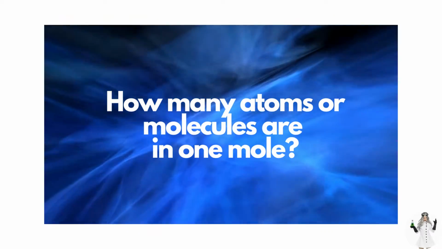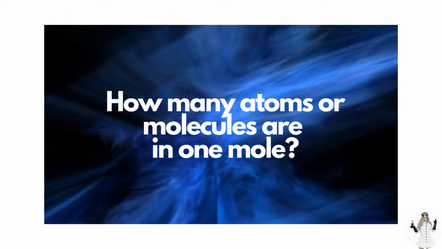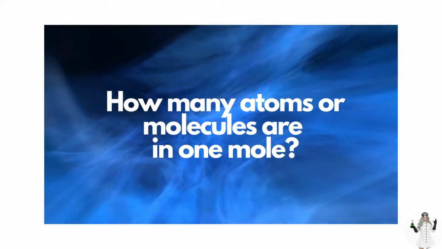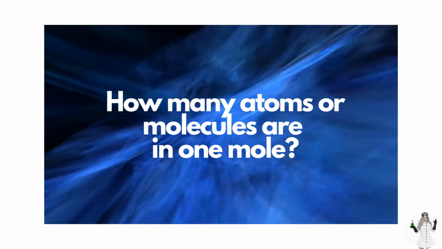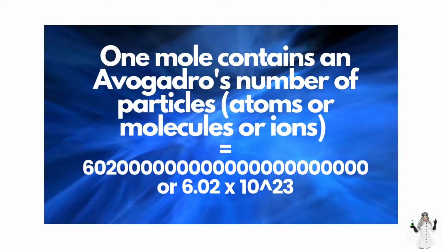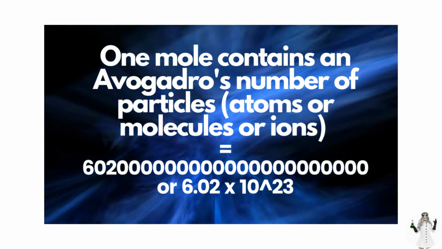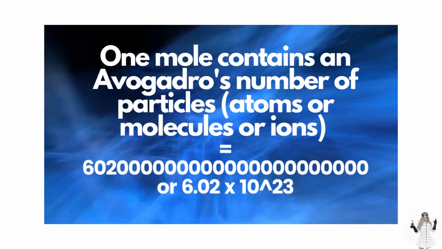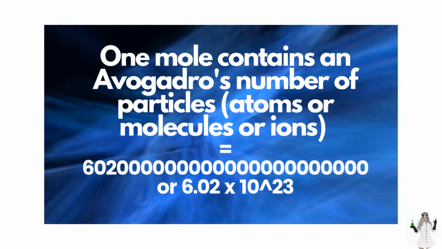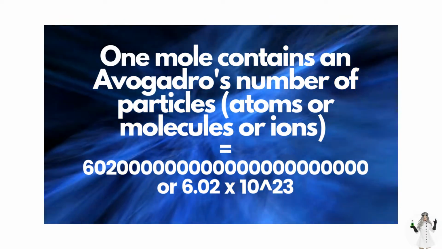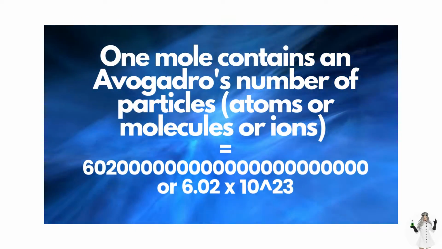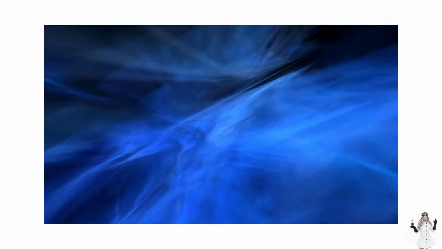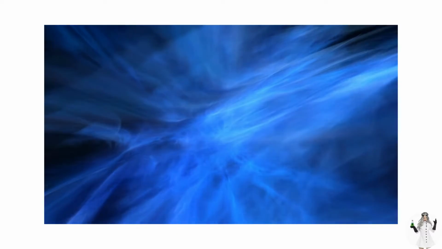So how many atoms or molecules are in just 1 mole of any substance? Well, this is where most students first start to get confused. 1 mole of any substance, whether it's atoms, molecules or ions, contains an Avogadro's number of particles. You can see it's a very large number, which you do not need to remember in your exam, it will be given, but it's 6.02 times 10 to the power of 23.